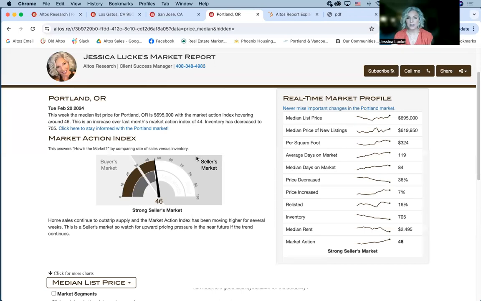This is really well received in social media, and that's something that you have access to share as well, okay? And so right here, we have a great answer to the question, how's the market? Is it a buyer's market or a seller's market? And it's a strong seller's market, okay? So great summary of sorts for single family homes.